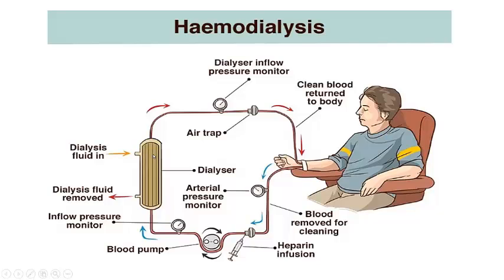One tube kya karti hai ki the dialyzer filter your blood and allowing the waste and extra fluid to pass through your blood into the cleaning fluid. And other jo tube hai, that filter the blood return to the body to the second tube. See, this is the dialyzer fluid which remove. This is the dialyzer fluid which in, okay? This is a inflow pressure monitor. So how much blood is going or how much clean blood is returning to the body. Whereas this is blood removed from the cleaning, okay? And blood pump here, inflow the pressure monitor, and where is the dialyzer fluid removed. So in this method, they do the hemodialysis, okay?